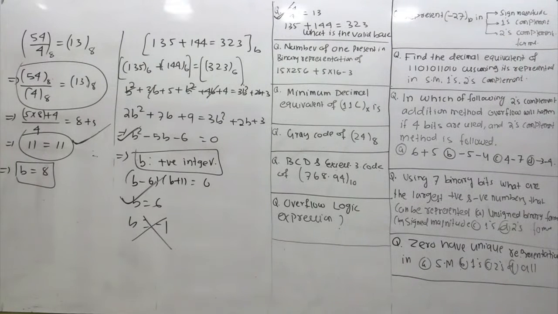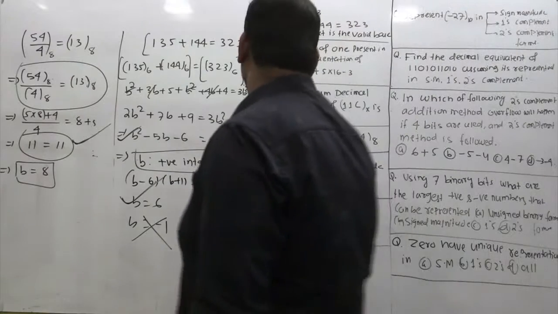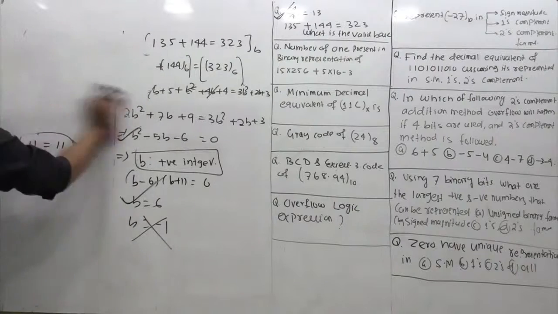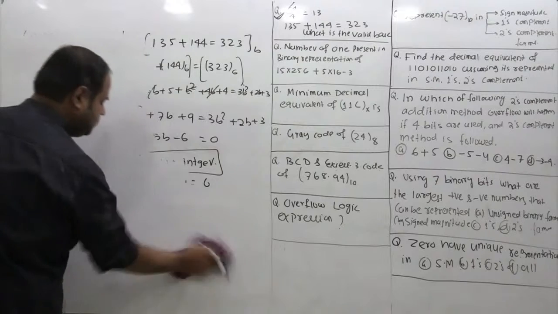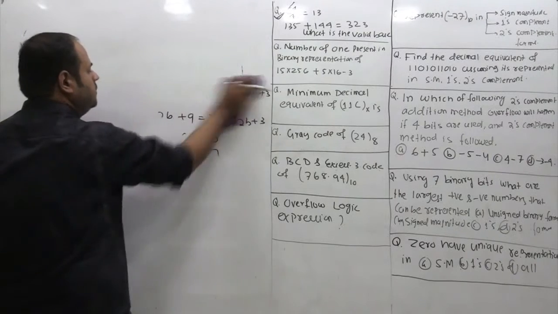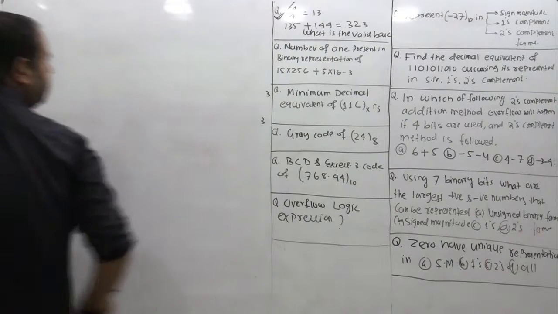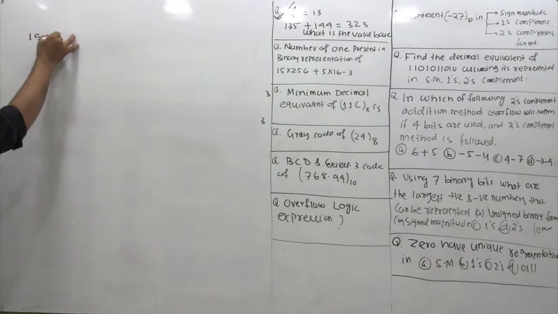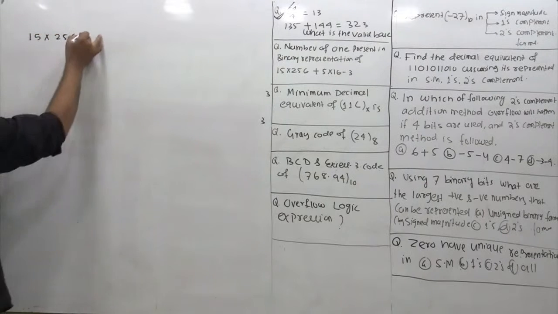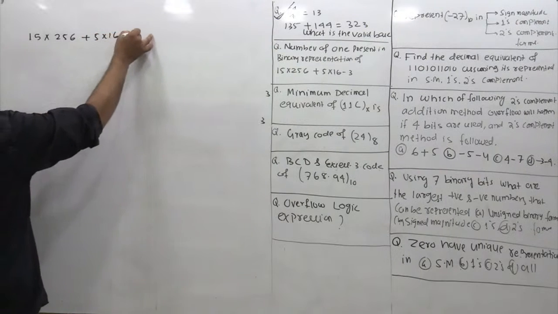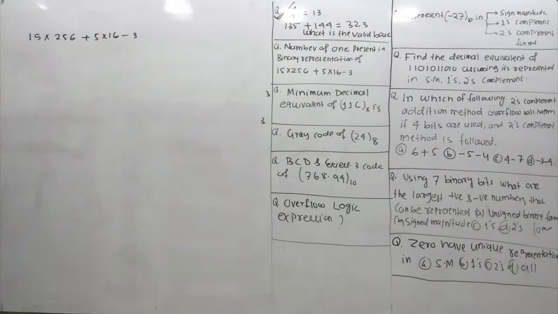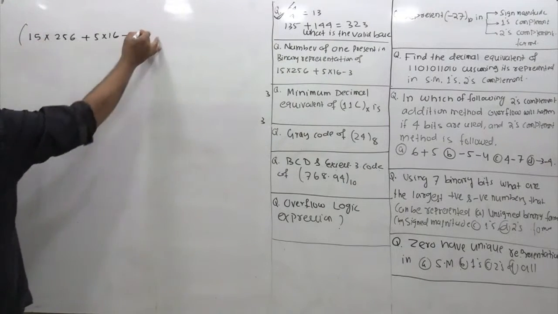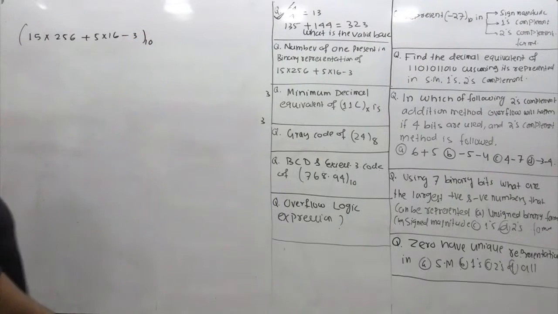The next question is: the number of 1s present in the binary representation of these equations, how many are there? What is the equation? 15 into 256 plus 5 into 16 minus 3. This is in what format? It is in base 10 by default. If no information is given, it is in base 10.